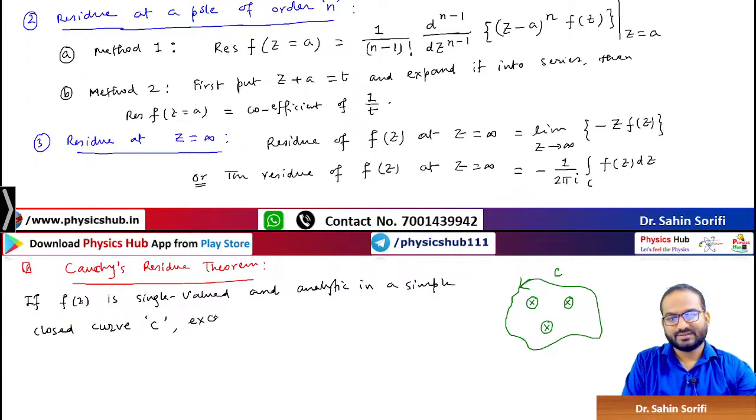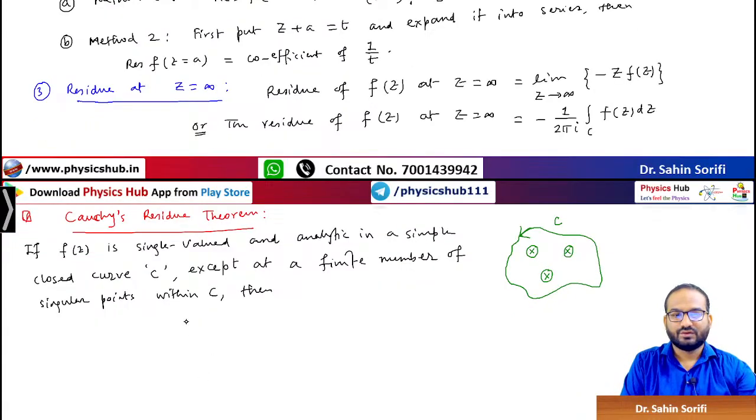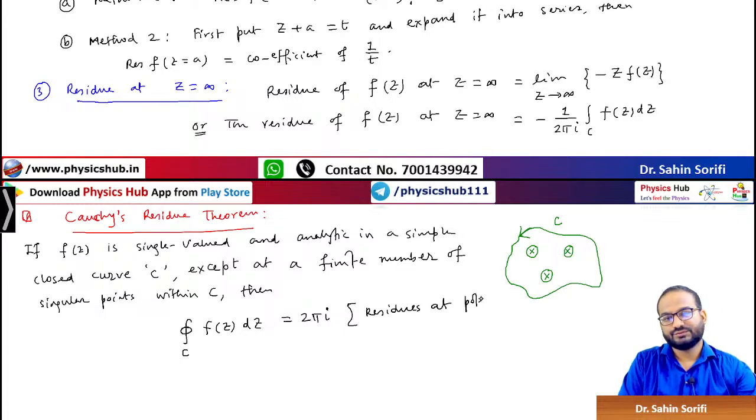it is finite except at a finite number of singular points. As I have denoted, these are the three singular points, let's say. There may be more than three also. So except at a finite number of singular points within C. If this condition holds, then we can write that the closed integration of that function over the curve C, f(z) dz, will be 2 pi i times the sum of residues at poles within C.